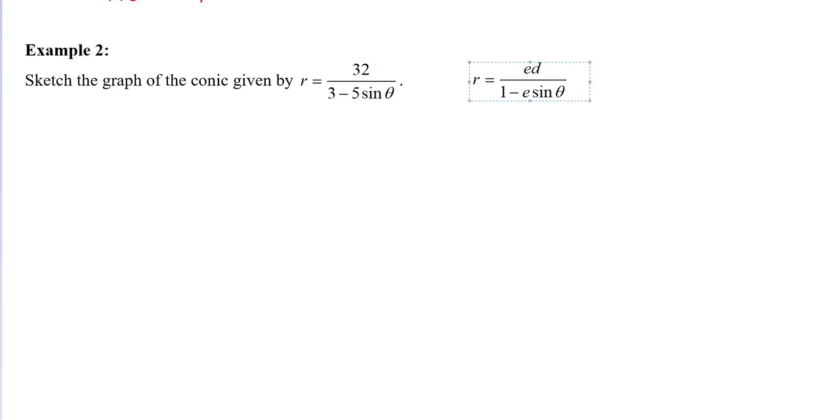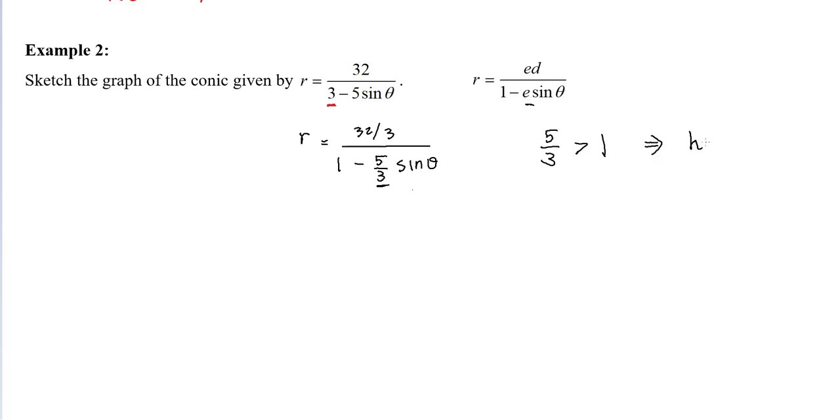Now I need to know what e is, so that means I need to make this number 1. So I'm going to divide each of them by 3. So r is equal to 32 divided by 3, 3 divided by 3, which is 1, minus 5 divided by 3 sine theta. Which means 5/3 is your e, and 5/3 is bigger than 1. So this equation as a conic section means hyperbola. It is a hyperbola. One opens upward, the other one opens downward. One focus is at 0, 0.